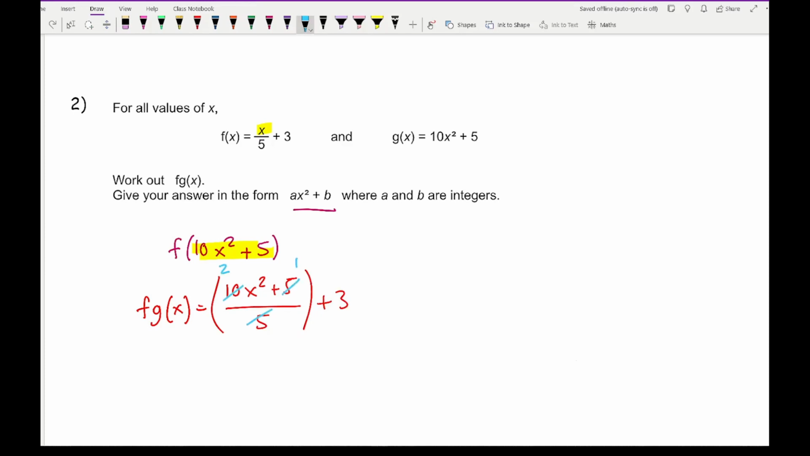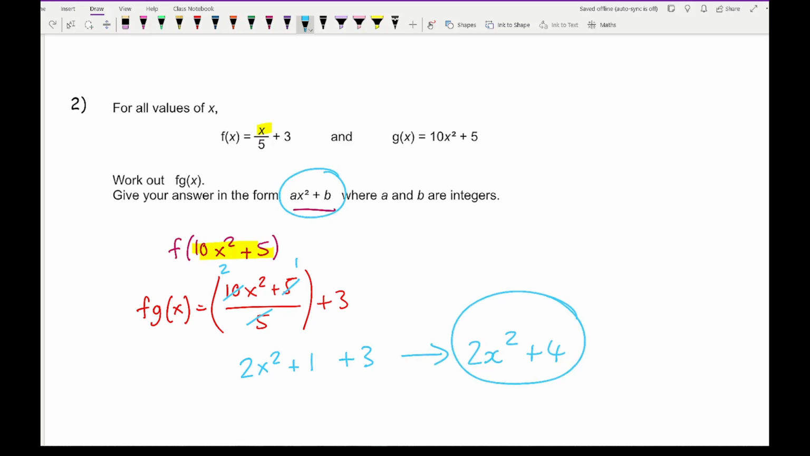And so what I'm left with is 2x squared plus 1 plus 3. And if I simplify that further, I get 2x squared plus 4. And again, is it written in that form? Yes, it is, where a equals 2 and b equals 4.